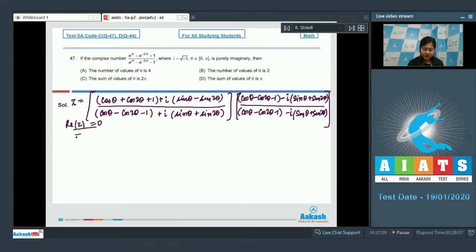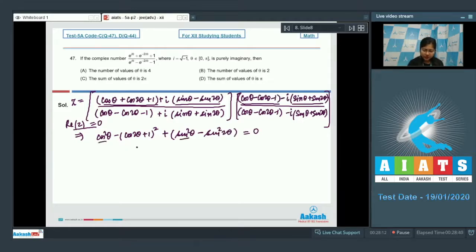So let's just write the real part, and that too only from the numerator. So it will be cos theta plus cos 2 theta plus 1 into this term. So this will be a plus b into a minus b. So this is a square minus cos 2 theta plus 1 whole square, plus this term into this term, that is a plus b into a minus b, that is a square minus b square. Right? So this is equal to 0.